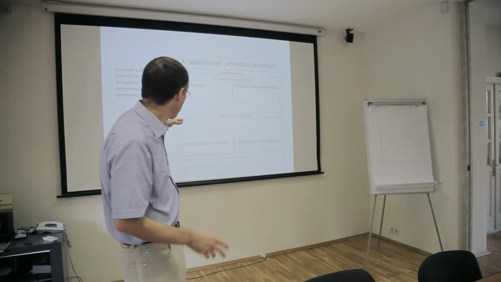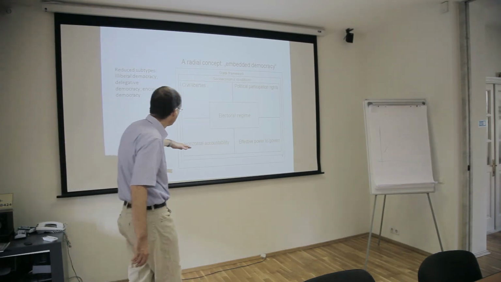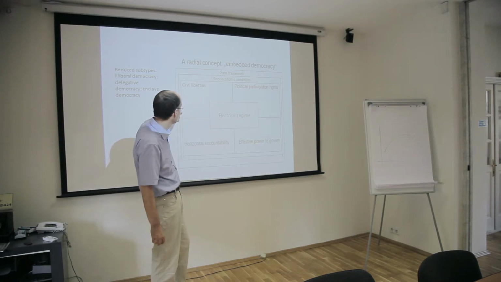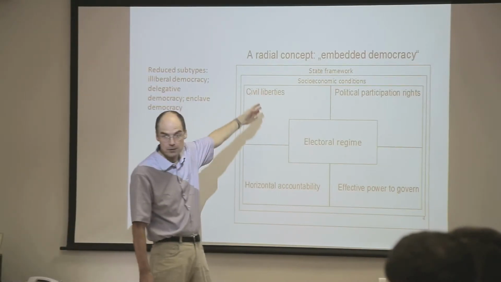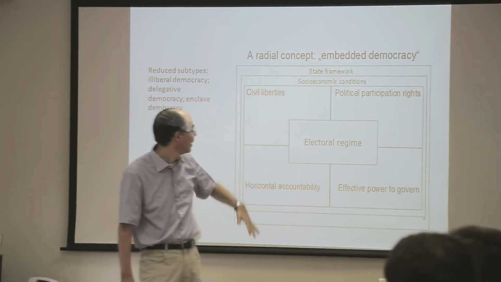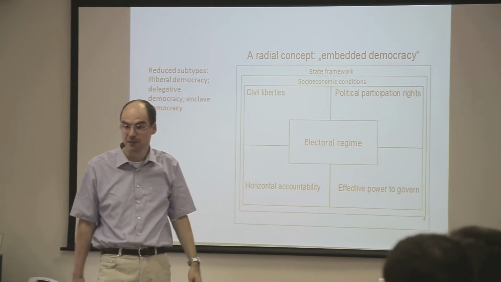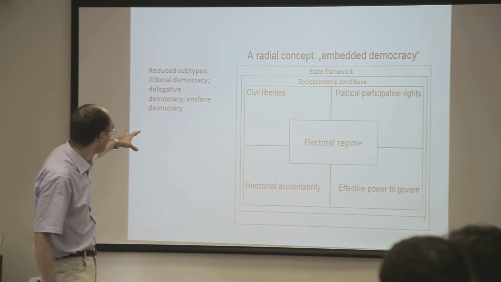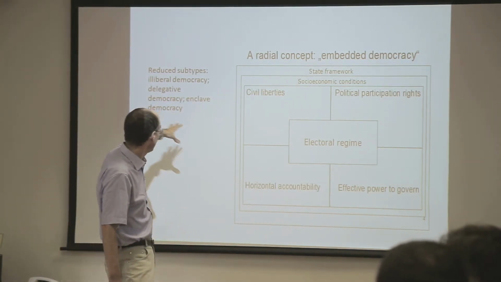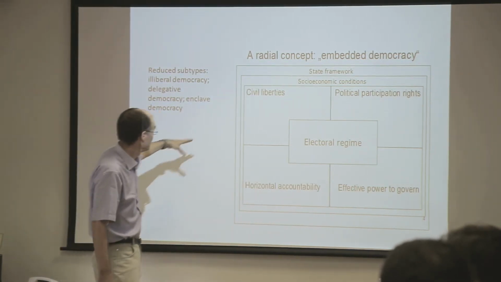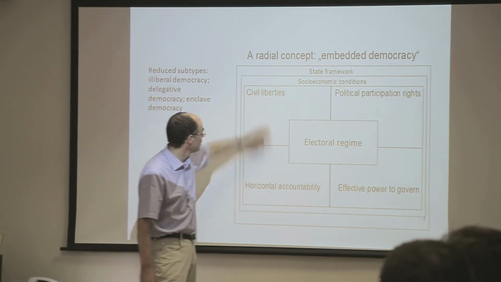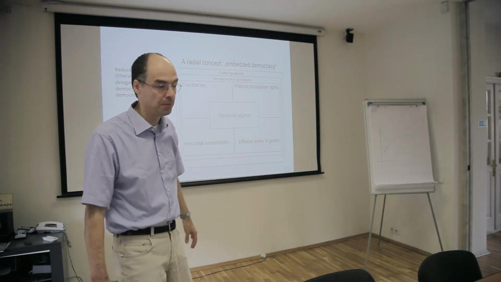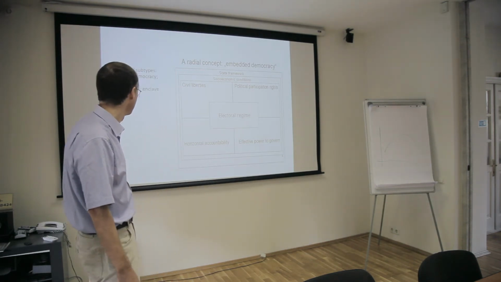And then you have enabling conditions that are not part of the definition of democracy in this case, but are thought as necessary, such as the social economic conditions and the existence of a stable state framework. And from here, one could again define certain reduced subtypes, such as what I mentioned before. Illiberal democracy would be democracy where civil liberties are damaged or are not really enforced.